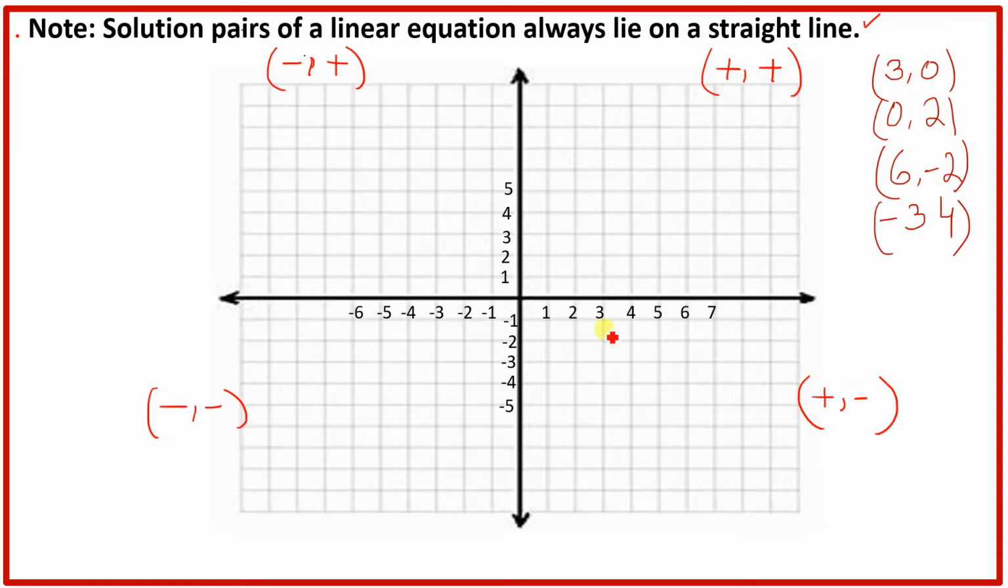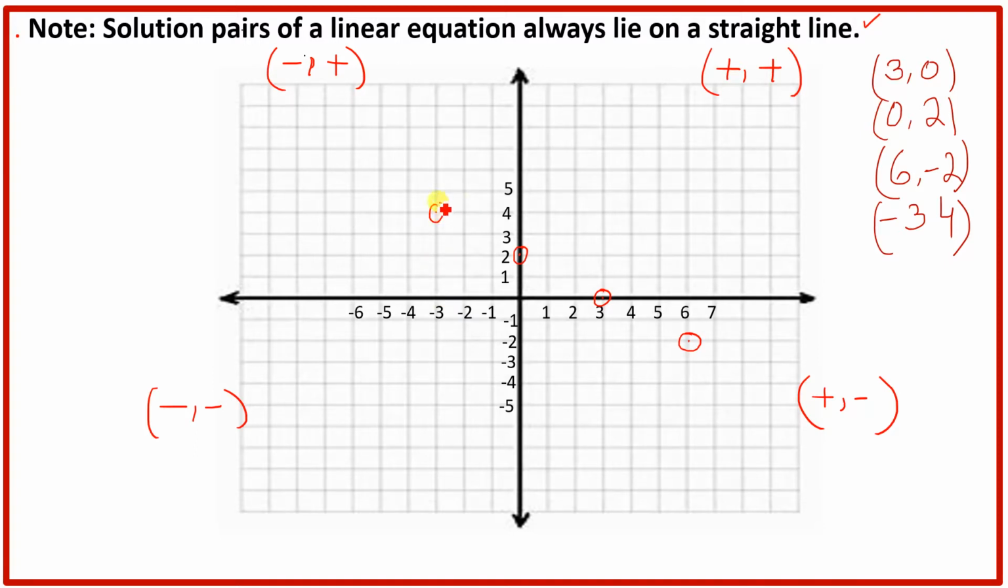So first is 3 and 0, very simple. So 3 is on the x-axis, this is our point, and here is 0. Then 0 and 2. So 0 on the x-axis, 2 on the y-axis, our second point is this. Then 6 and negative 2. See, positive, negative. So we have to consider fourth quadrant. This is 6 and this is negative 2. So our third point will lie here. Negative and positive will come up here. Negative 3 and 4. So this is 4.